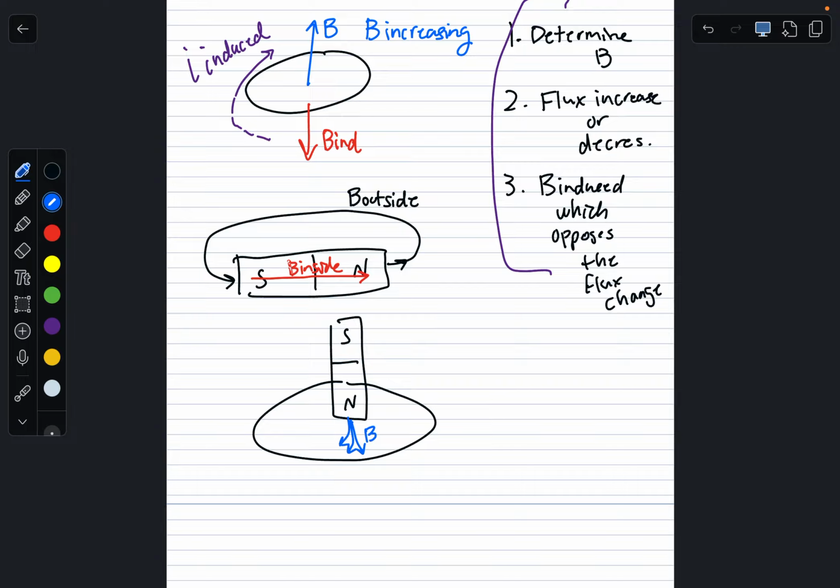And then the increase or decrease in flux has to do with the motion of the magnet, right? So if the magnet is moving down with velocity v, then the flux is increasing, right? Because that strong part of the magnet, the closer you are to the north pole or the south pole, the stronger the magnetic field is. We're bringing that strong field towards the loop. So the loop is feeling more and more B, right? So B is increasing, and therefore the flux is increasing. If instead we're pulling the magnet away, then the flux is decreasing.